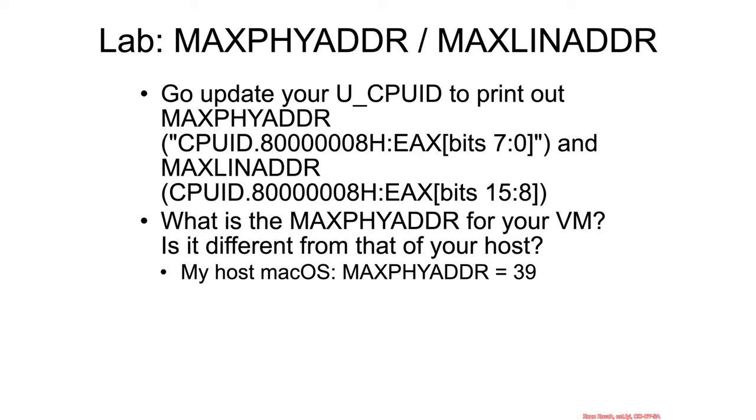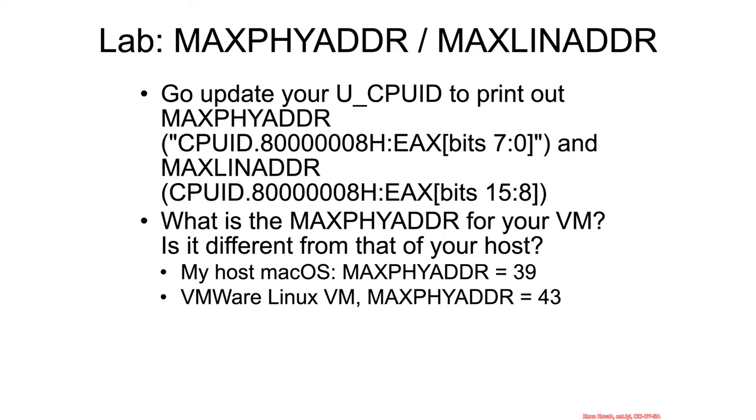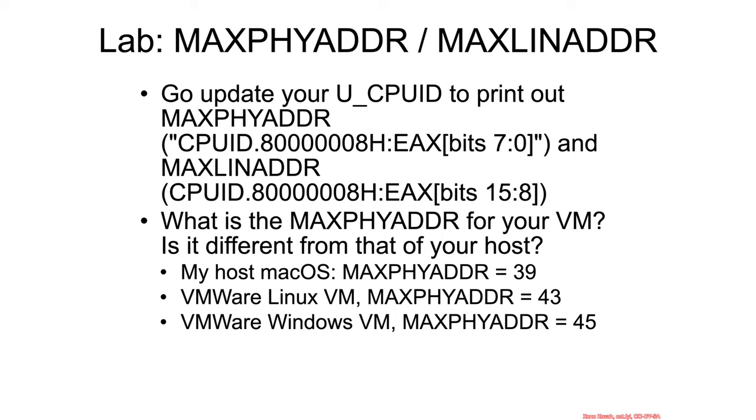So for me personally, my host, macOS, reported a max physical address of 39 bits. That would be about 512 gigabytes. I only have 64 gigabytes in my computer, so that's more than enough. But what was interesting is inside of a Linux VM, it reported a max physical address of 43 bits, and inside of my Windows VM that I've been using thus far, it reports a max physical address of 45 bits. So this could be different based on what virtualization system you're using and what processor you have and everything else. So just go see what is reported by your system.